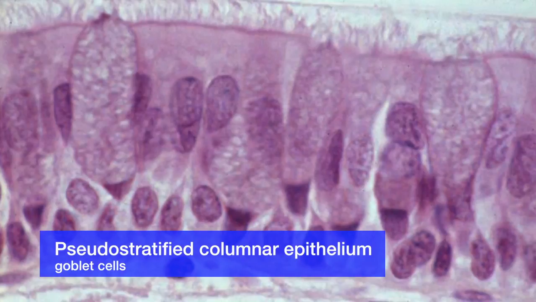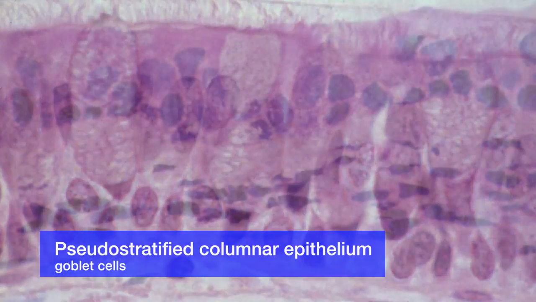Pseudostratified columnar epithelium, and the light pink structures are goblet cells. Next one the same, pseudostratified columnar epithelium with goblet cells.